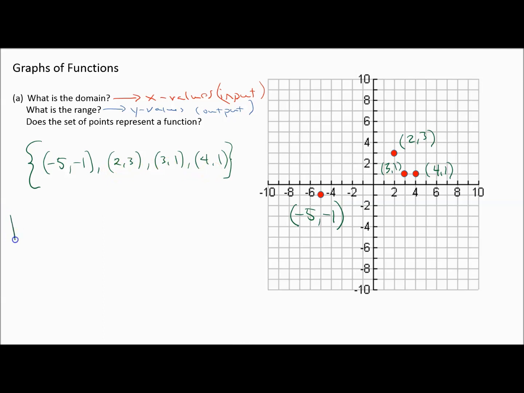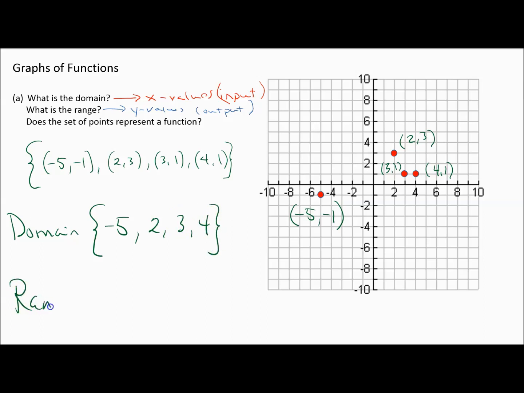So if I list the domain, remember the domain are the x values. And your homework likes these x values in ascending order, so smallest to largest. So that would be -5 is definitely the smallest one. The next smallest one is 2, then 3, then 4.